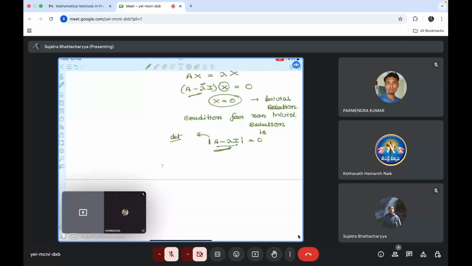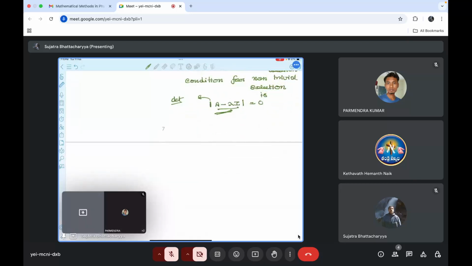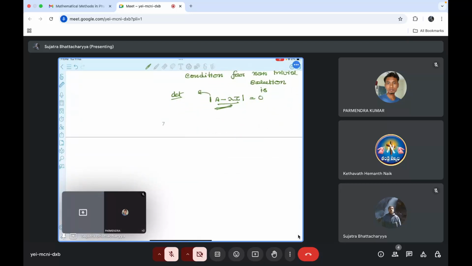Okay. So let's see. Try further. An important point to note here is that the eigenvectors of a matrix corresponding to distinct eigenvalues are linearly independent.